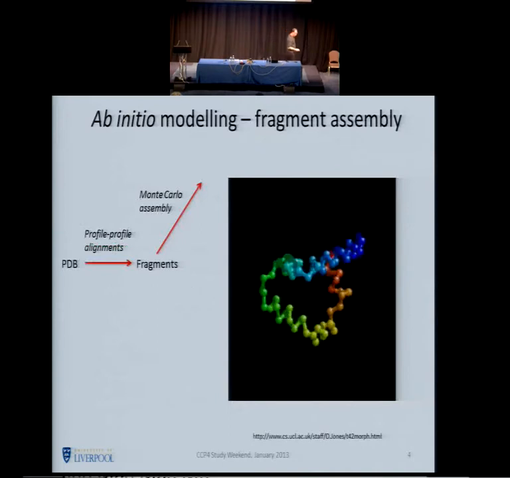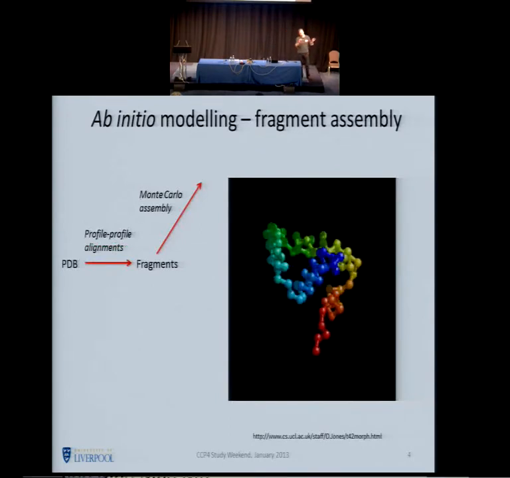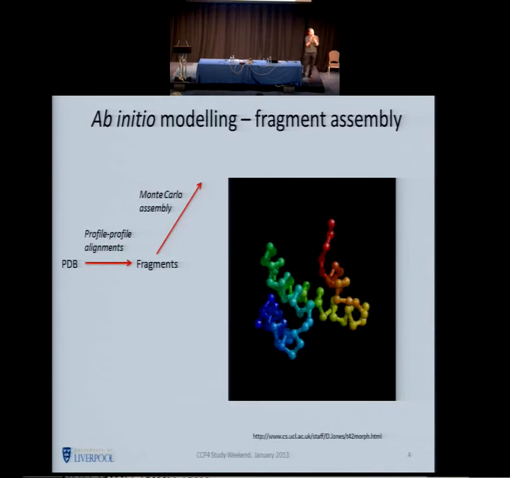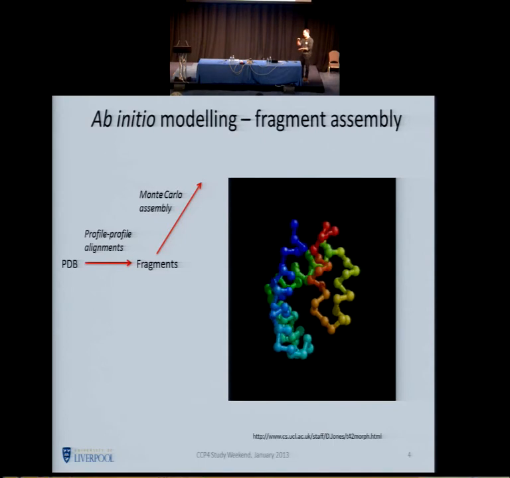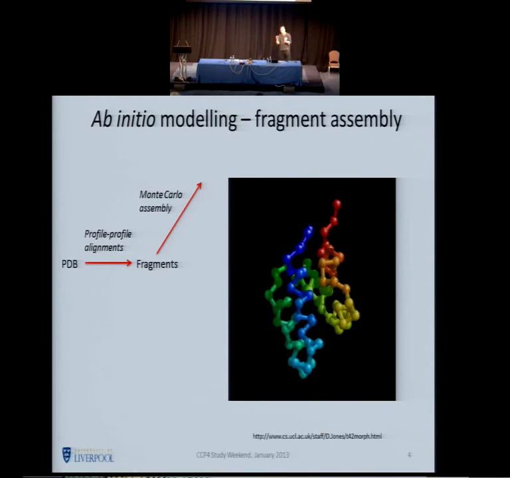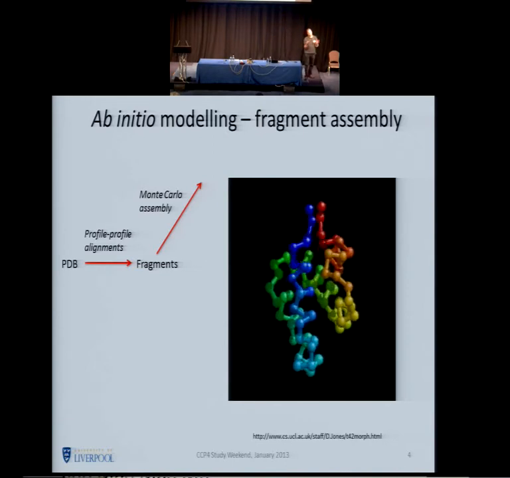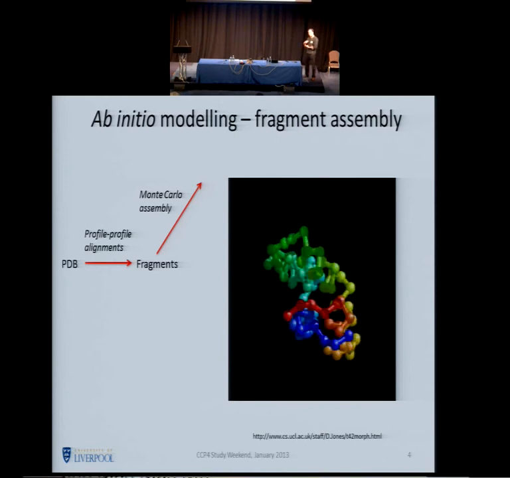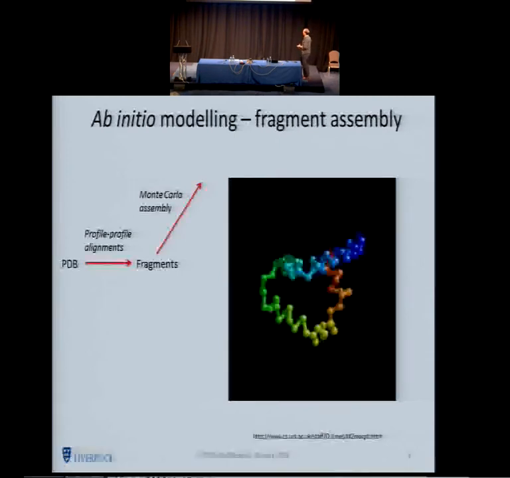How does ab initio modelling work? Well, very briefly, what you do is you take your sequence and you divide it up into overlapping chunks. For each of those chunks, you assemble a library of fragments from most likely unrelated proteins in the PDB, which you think are likely to well represent the local structure of that fragment. And that's based on sequence similarity and also predicted secondary structure.